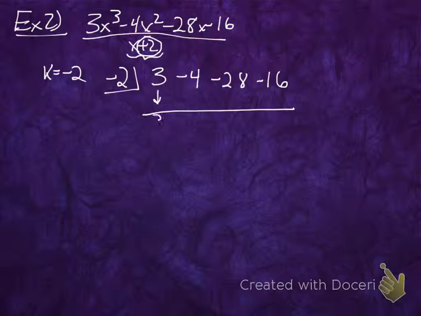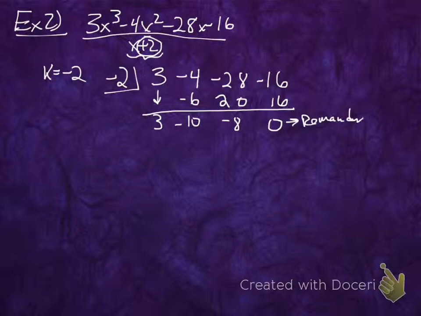And when I do this, I drop down the 3, and I multiply, I get negative 6. When I add, I get negative 10. If I multiply negative 2 and negative 10, I get positive 20. When I add those, I get negative 8. Negative 2 times negative 8 is 16, and when I add that, I get 0. Now, something interesting just happened. 0 is the remainder.